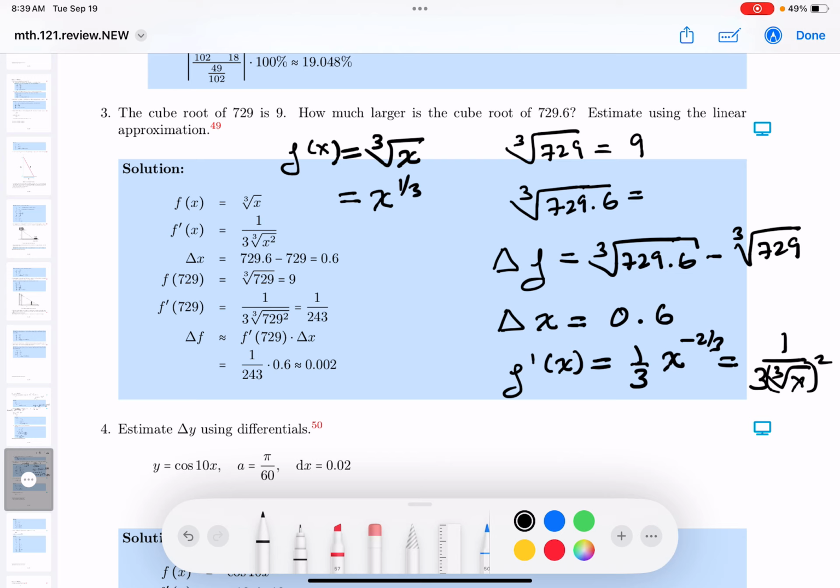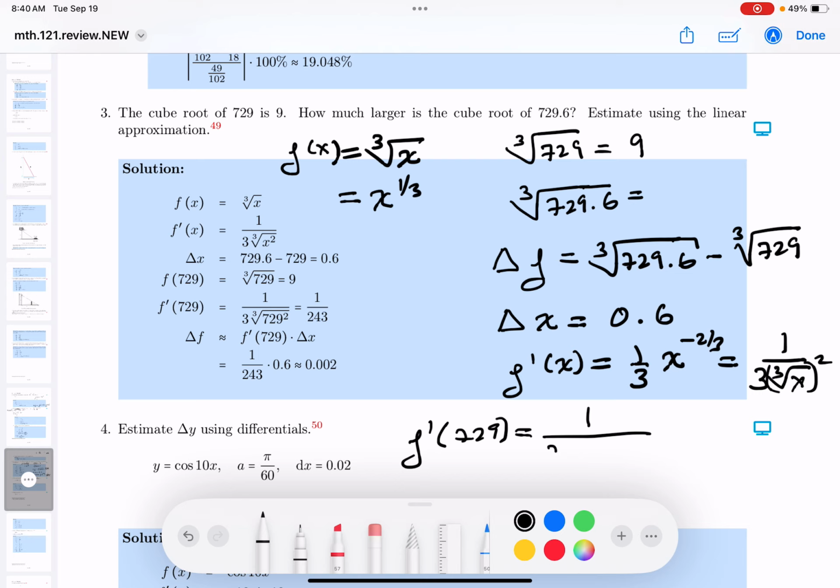All right? What I need to do now, f prime of x. I'm sorry, I already wrote that down. I need to do that again. I want to get rid of that. I just did that. I want to do that again. I want to do f prime at 729. Relatively simple.